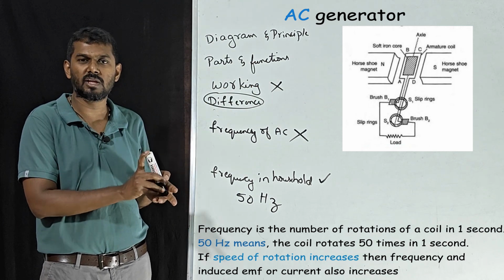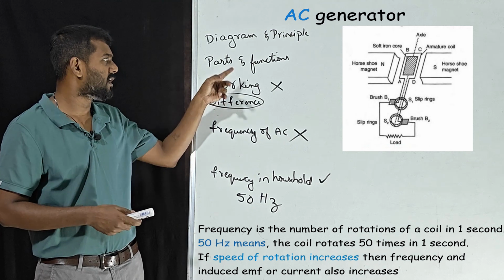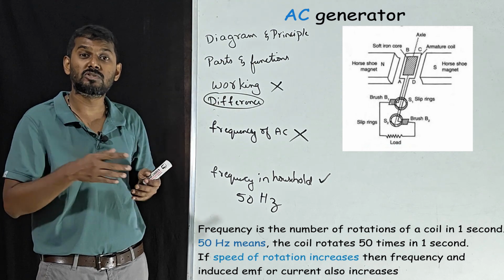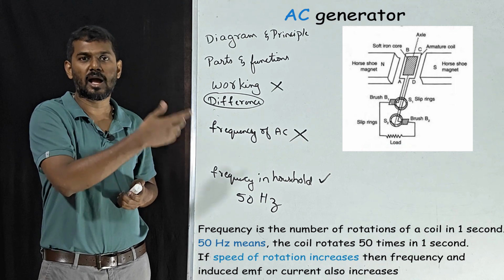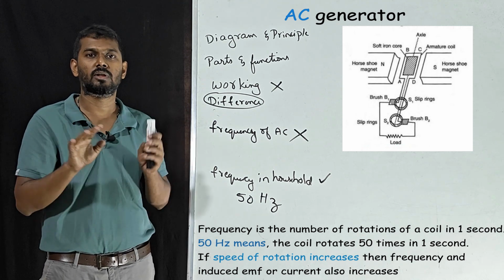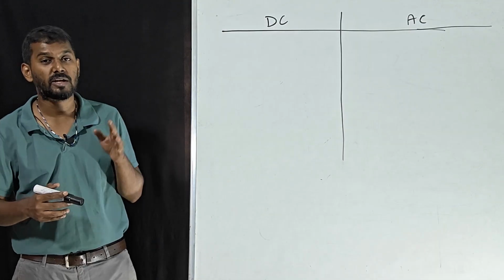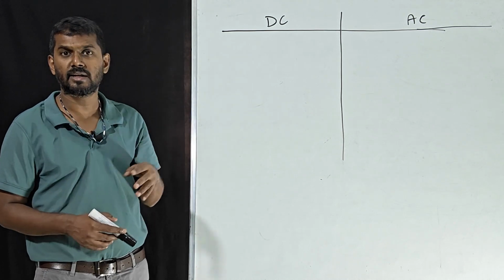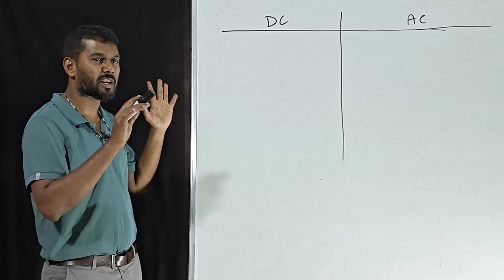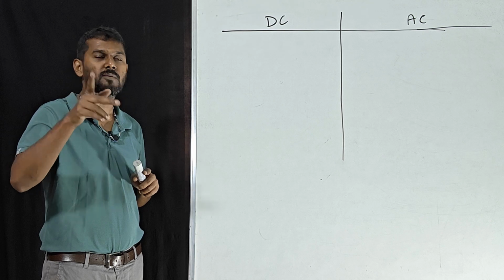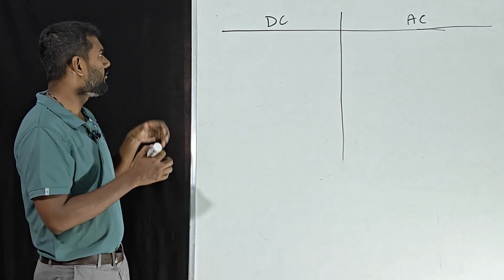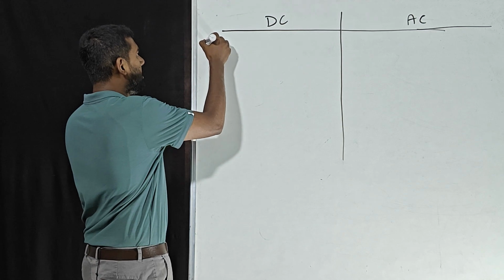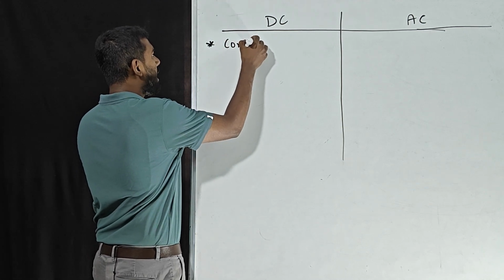The same parts we are using. The only change is that in the DC motor we used to get the current from the battery, but here we are going to generate the current and give it to the load. That's it. Now we'll talk about the differences between AC current and DC current. We know there are two types of current, correct? When it comes to AC and DC, we need to understand the differences also. First, DC has a constant magnitude.